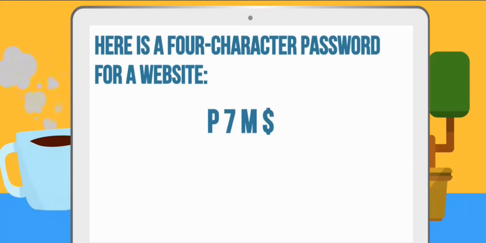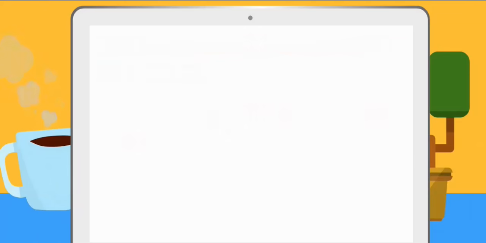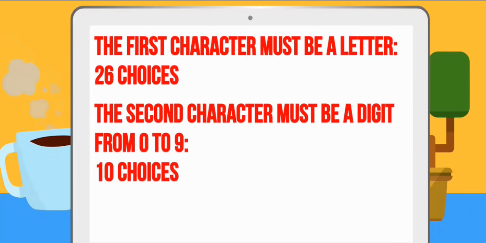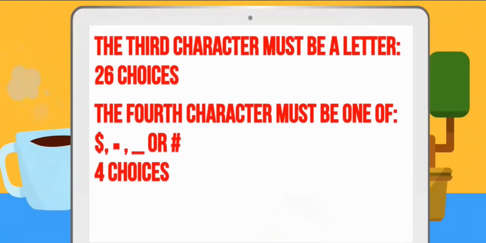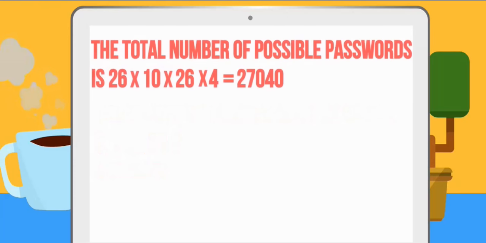Here's a 4-character password for a website. The first character must be a letter. The second character must be a digit from 0 to 9. The third character must be a letter. The fourth character must be one of the symbols shown below. The total number of possible passwords is 27,040.